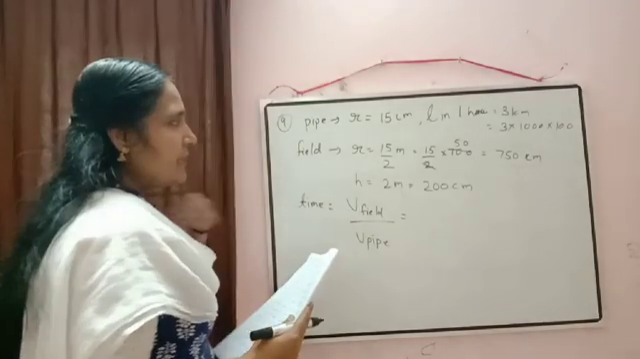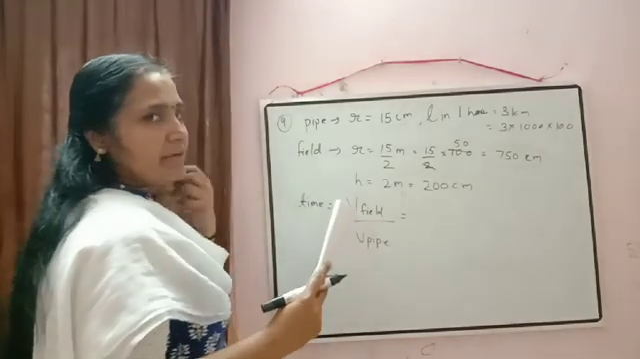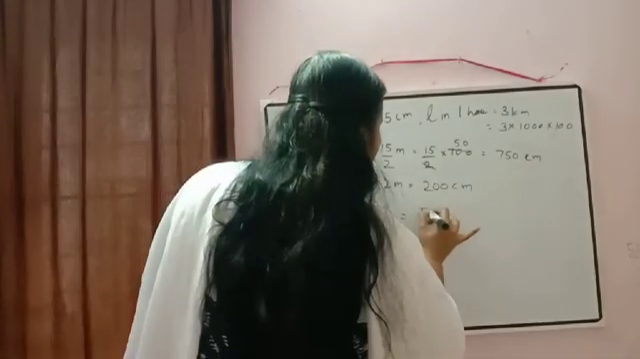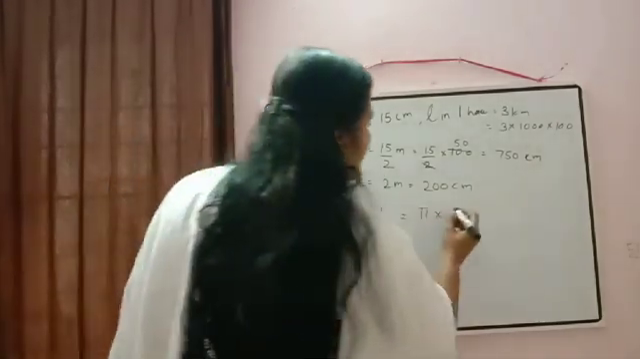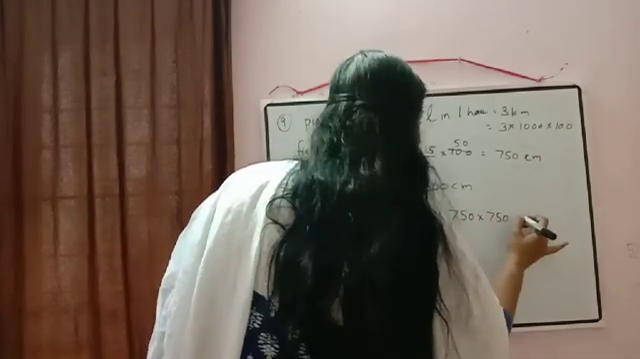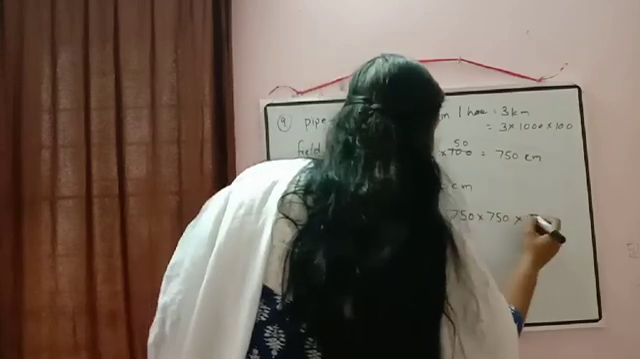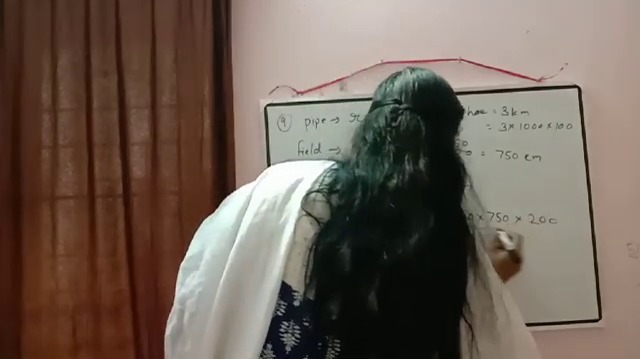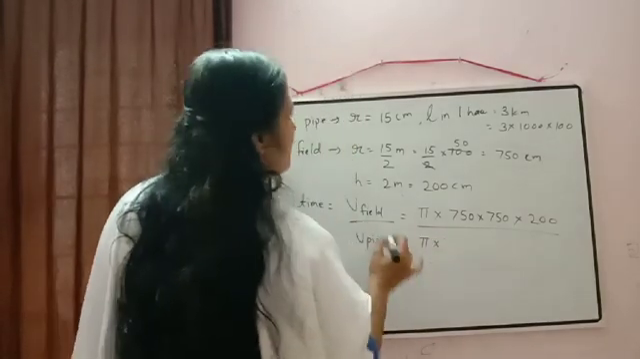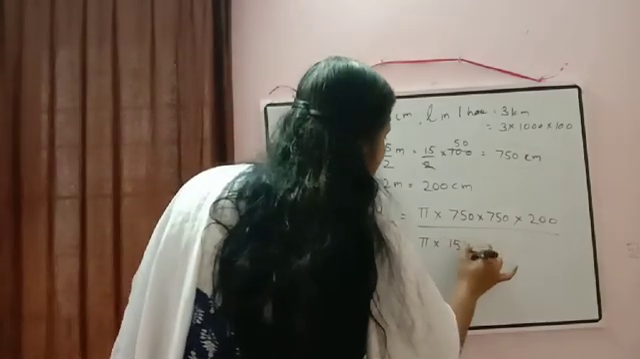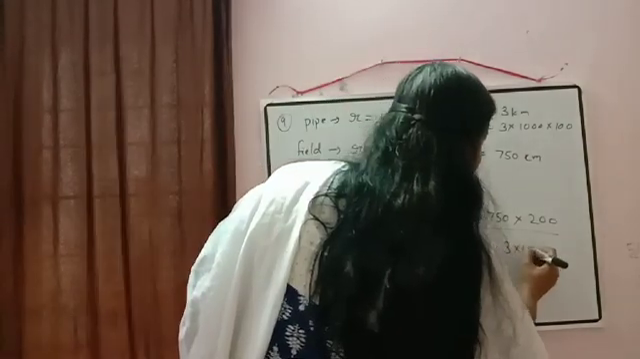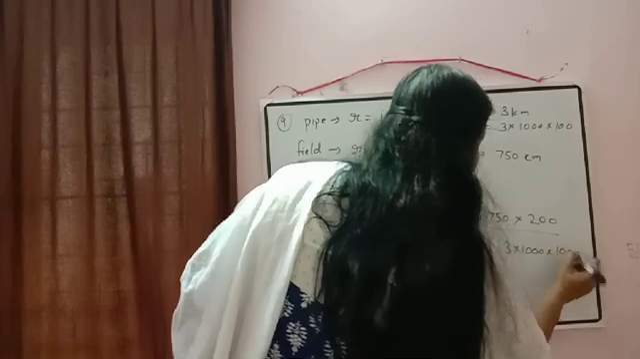Time taken is equal to volume of field divided by volume of pipe. Volume of field: since base radius and height are given, it will be in the shape of a cylinder. So just to substitute the values, pi r square. What is the radius? 750. So 750 into 750 into height, which is given here as 200, divided by volume of pipe. For the pipe, pi into radius, which is 15. So 15 into 15 into height, written here as 3 into 1000 into 100.